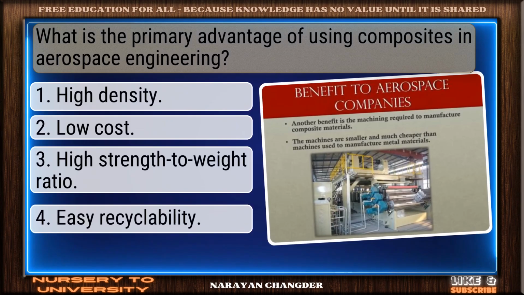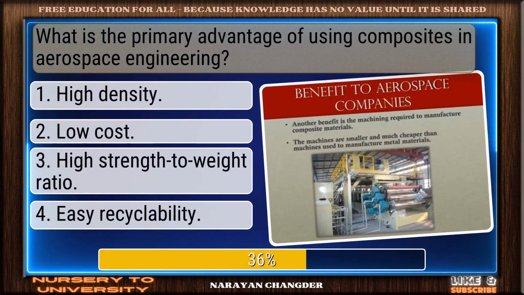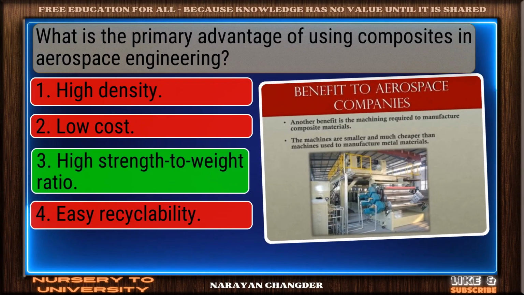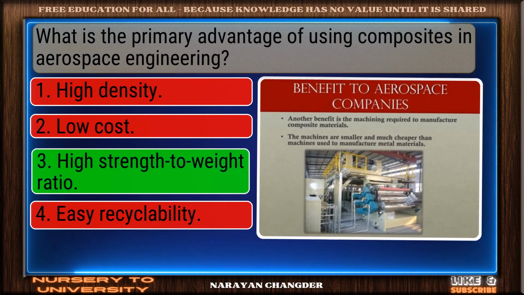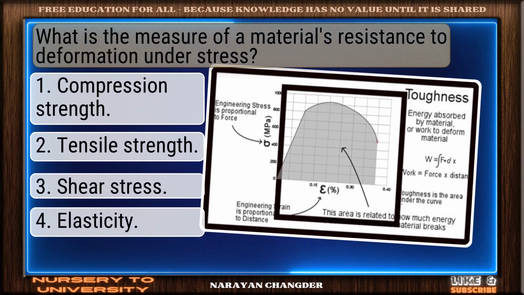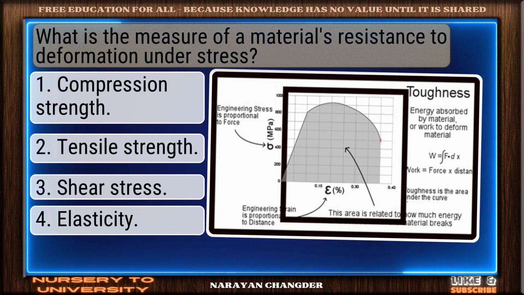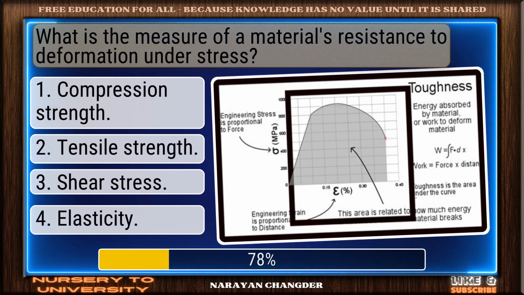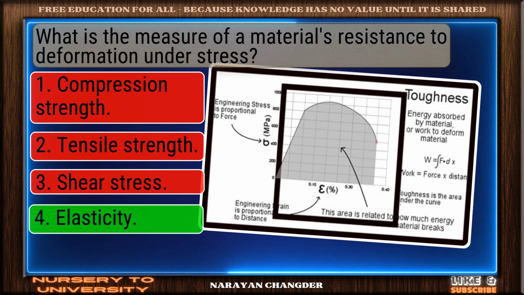What is the primary advantage of using composites in aerospace engineering? Well reasoned. High strength-to-weight ratio is the correct choice. What is the measure of a material's resistance to deformation under stress? Bravo! Elasticity is the answer.